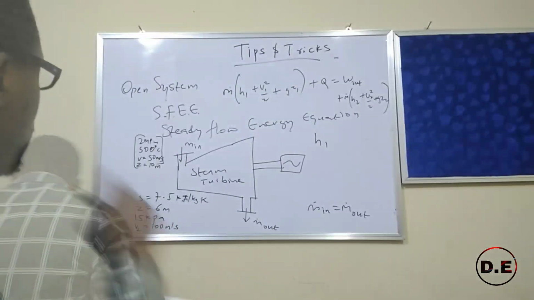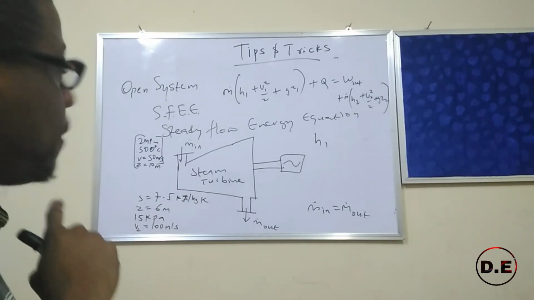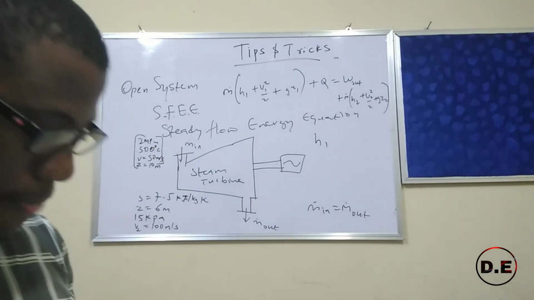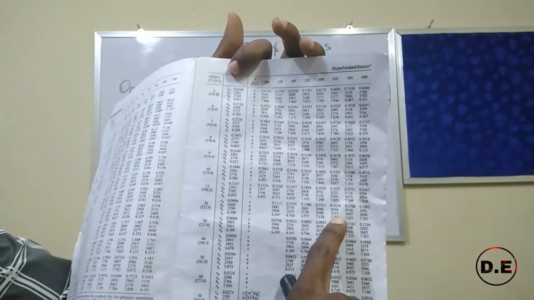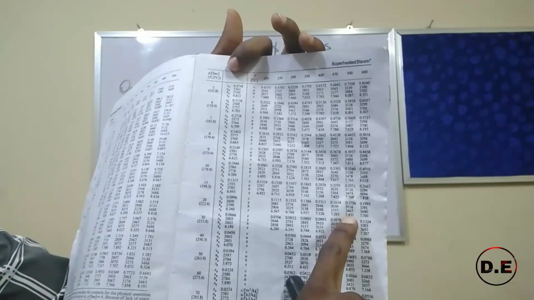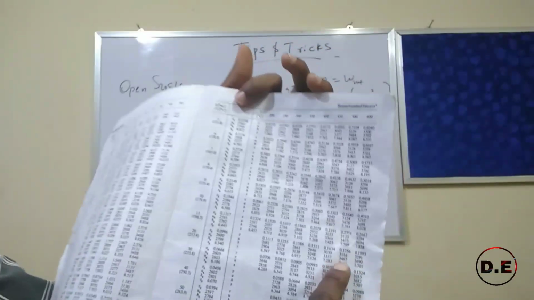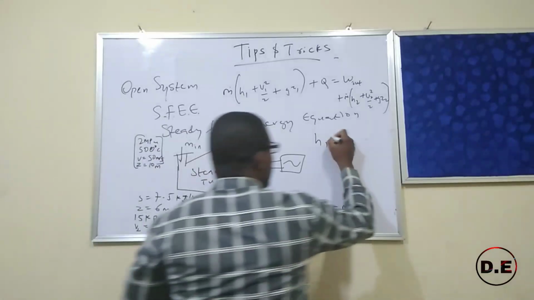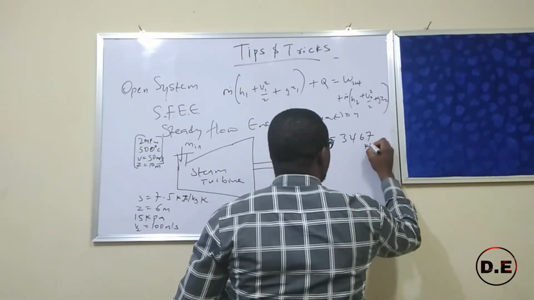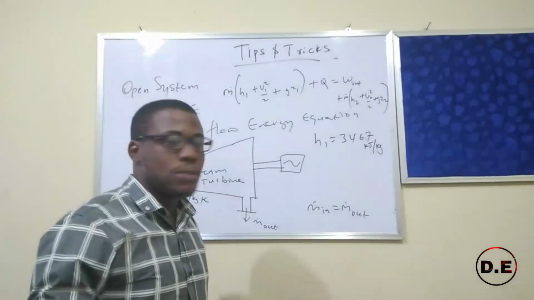So how would I do that? For 2 megapascal, which is 20 bar, we'll have this value, and I'm looking under 500 degrees C. Okay, and that's 3467. So I'll take that value, h1 is 3467 kilojoules per kilogram. Remember, units are very important in any engineering problem.